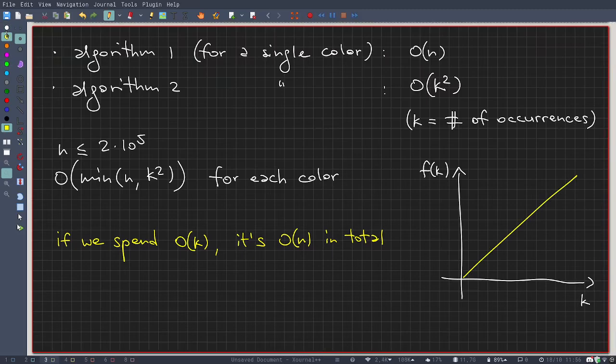Okay, first we have k squared, right? k squared goes like this. But then we have an upper bound which is n. So instead of the yellow complexity, we have the white complexity.